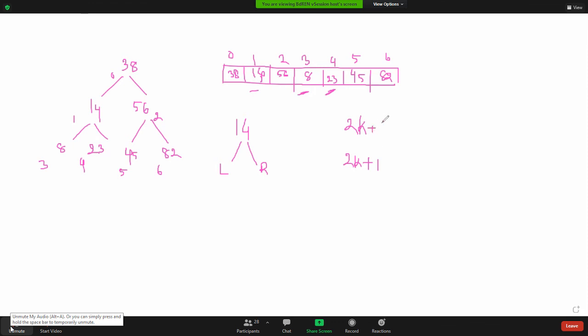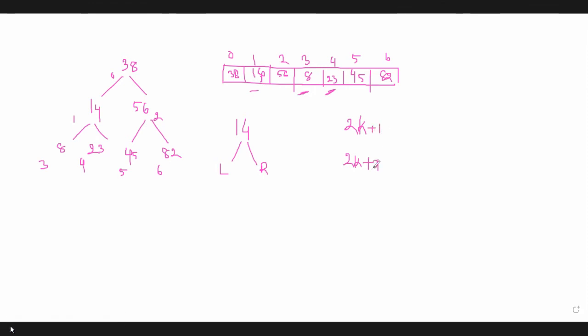Yes, so if we use this equation 2k plus 1, 2k plus 2, suppose for 14, here k equals the index of 14, which is 1. So 2 into 1 equals 2, 2 plus 1 equals 3. And in this index 3, we get the data 8. And 8 is the left child of 14.